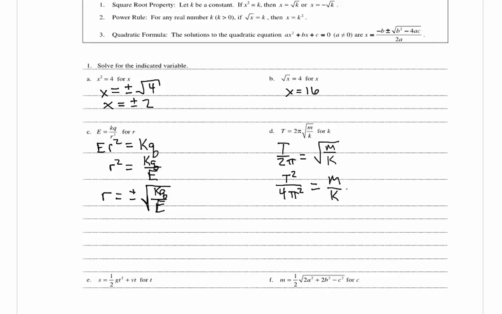And now I'm going to multiply both sides by k. So I have k times t squared divided by 4 pi squared is equal to m. And now I'm going to multiply by 4 pi squared over t squared, which is the reciprocal of everything on the left side of my equation except for the k. So we're going to say k is equal to 4 pi squared times m divided by t squared. And to solve D, we use the power rule.